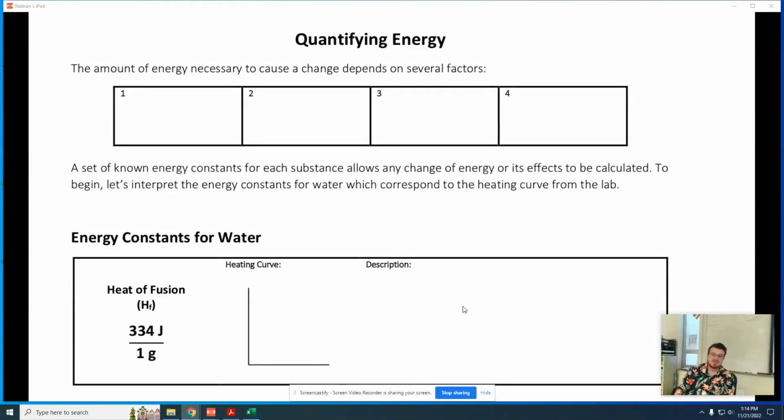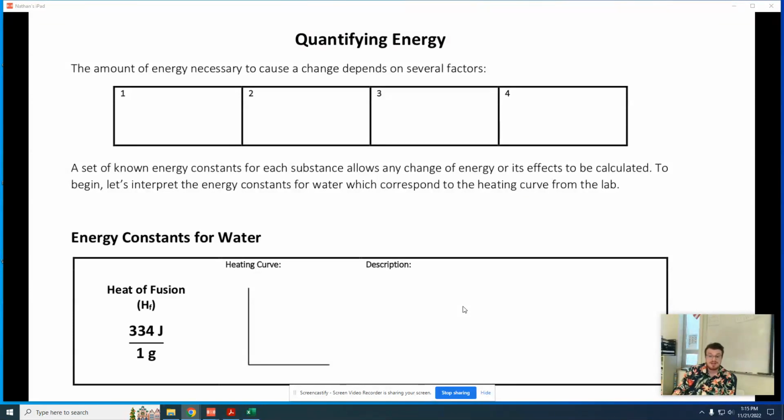And today we're actually going to start jumping into the calculations that we need to make when we want to figure out exactly how much heat or how much energy has entered or left a system. So to start us off, there are four different things that we need to consider whenever we're looking at an energy change. And these different factors are what can cause changes in these calculations.